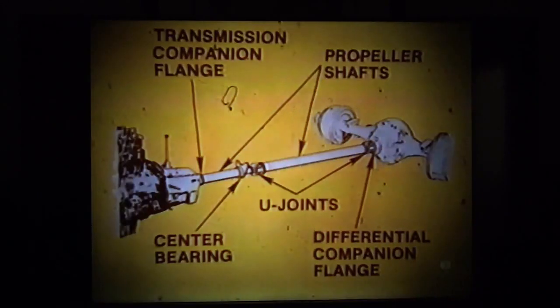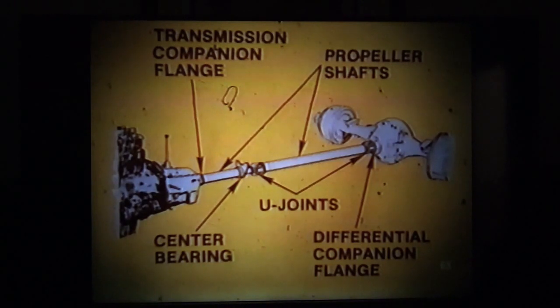When the vibration continues with the axle shafts removed, the propeller shaft and its related parts should be checked. The propeller shaft assembly includes the transmission companion flange, universal joints, center bearing, slip yoke, propeller shaft tubes, and rear axle companion flange.